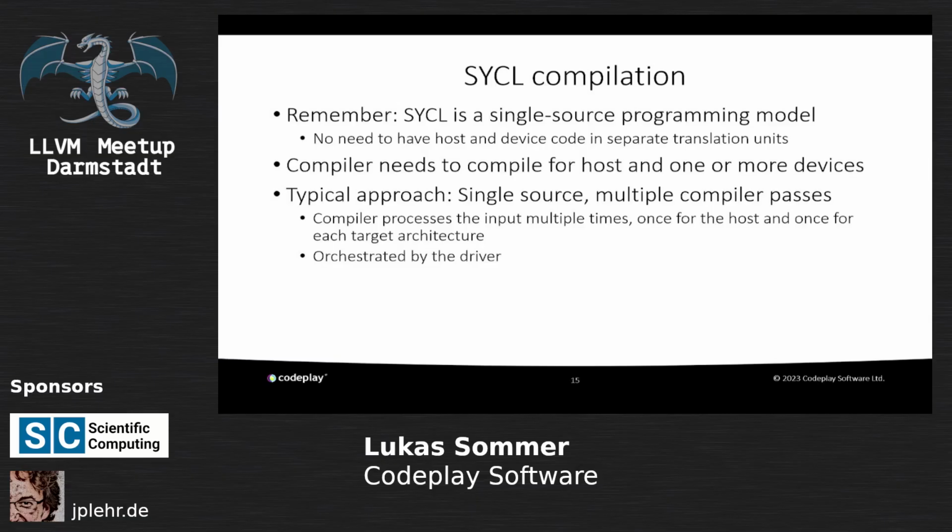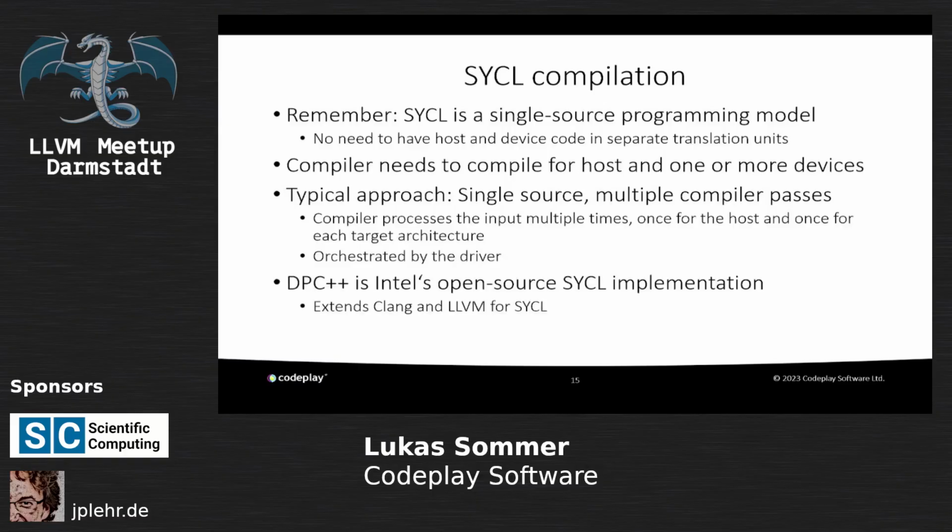The typical approach, it's not mandatory in SYCL, you can take different approaches, but a typical approach that you see in SYCL compilers these days is something called single source multiple passes. So you take the same source file and run it through the compiler multiple times, filtering out the stuff that you're interested in. Sounds complicated, but as a user, it's not something you need to worry about because it's all orchestrated by the compiler driver. So usually you just put in one flag and the multiple passes will happen for you in the background, if you even need to know about that.